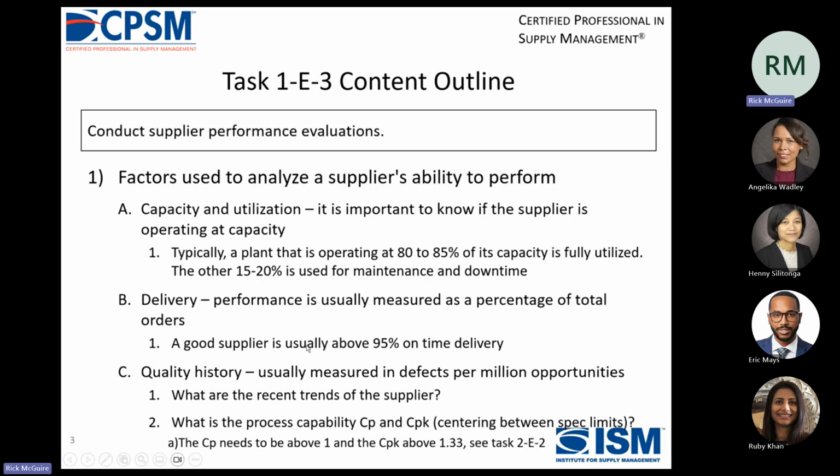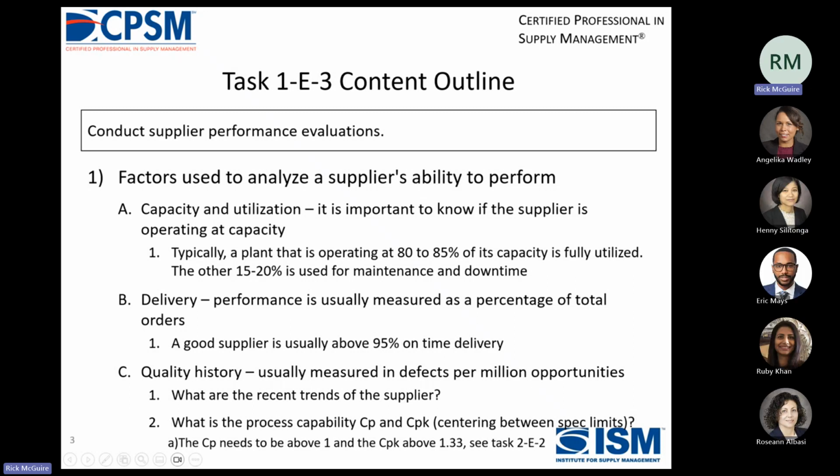Delivery performance is usually measured as a percentage of total orders. So orders shipped, orders on time, 95%. Quality history, usually in defects per million opportunities, or PPM is the shorthand for that. What are the recent trends in the supplier? What's the process capability? Their CP and CPK, which we study how to do in test 2. The CP needs to be above 1. CPK needs to be above 1.33. We'll cover that more in test 2.